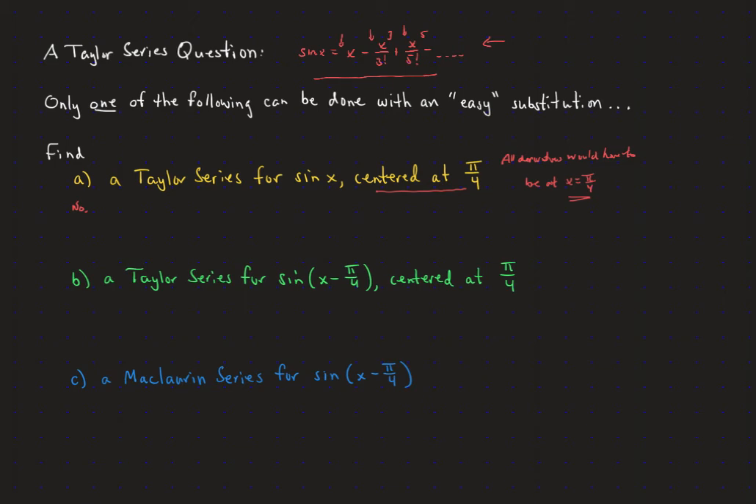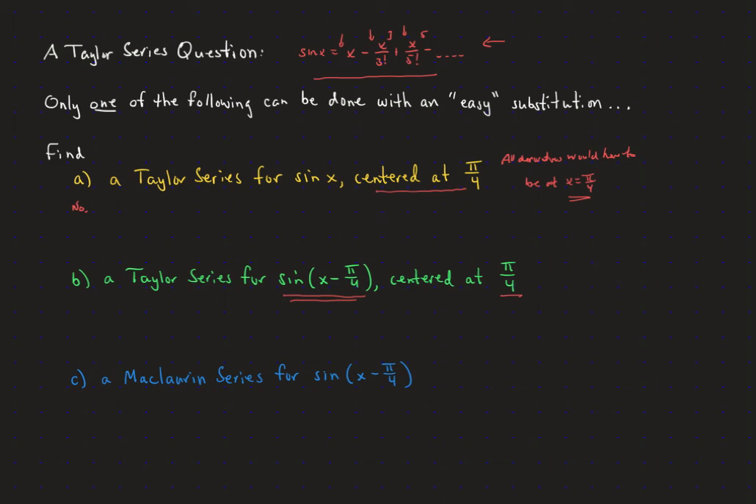Now, part B actually would work, because in this case, what we would be doing is taking all of our derivatives and evaluating them at pi over 4, which means we would be taking, for example, the sine of pi over 4 minus pi over 4, which is the sine of 0, and the derivative evaluated at pi over 4 minus pi over 4 would be 0. So we would get all of those nice derivatives that were evaluated at 0.